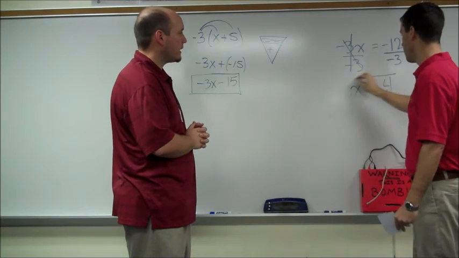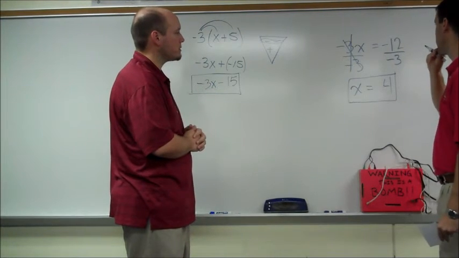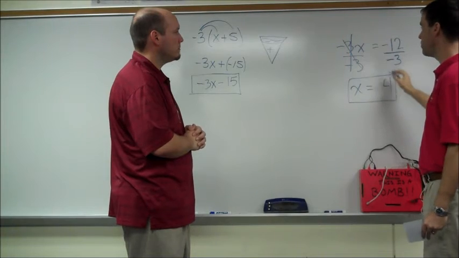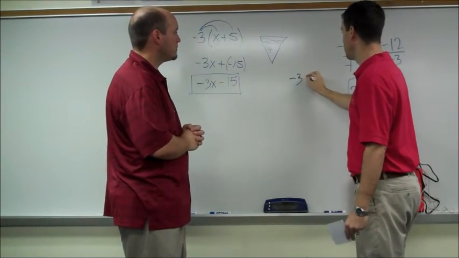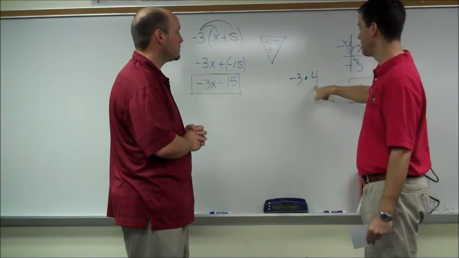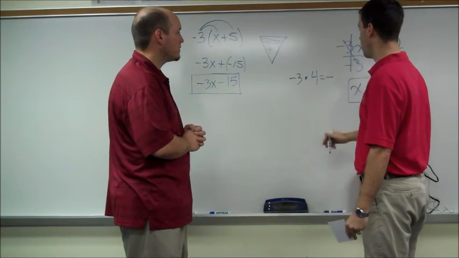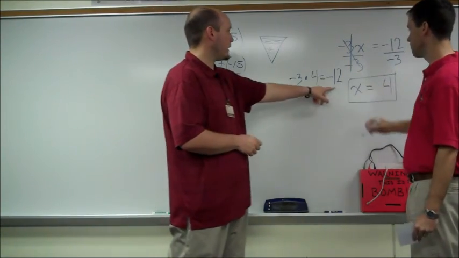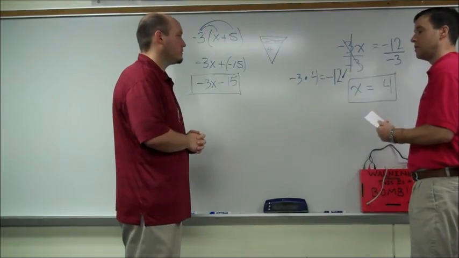I like it. All right, how can we check that answer to make sure it's right? We should probably check our solution. Probably should. So since it says x equals 4, let's put 4 in for x. Good idea. Now, negative 3 times 4. A negative times a positive is a negative, and 3 times 4 is 12. Did it work? We got negative 12 here, negative 12 there. Works.